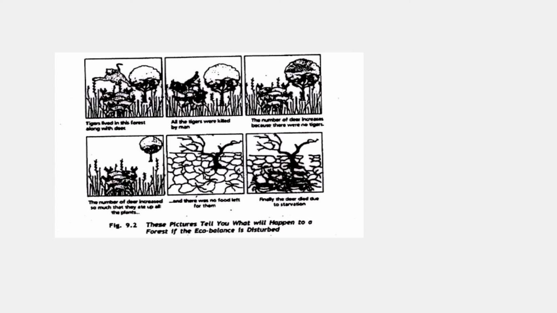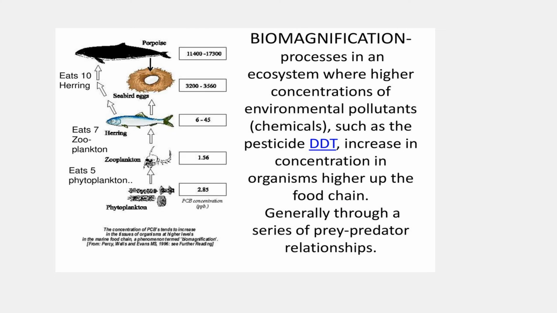So, ecobalance is the maintenance of natural interrelationship between biotic and abiotic factors, and by this natural interrelation, ecological balance is maintained in nature. When this link gets broken at one point, the balance gets affected. Right? That is why this example. Next, I come back to biomagnification.